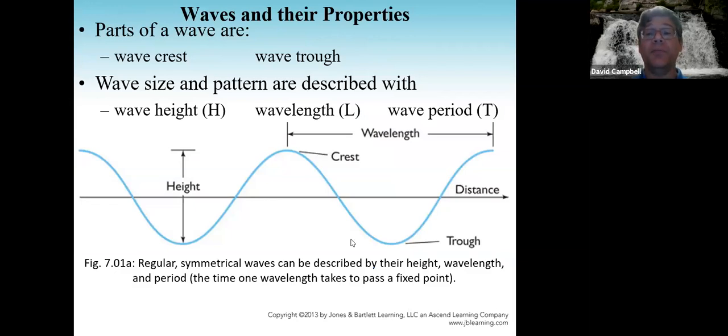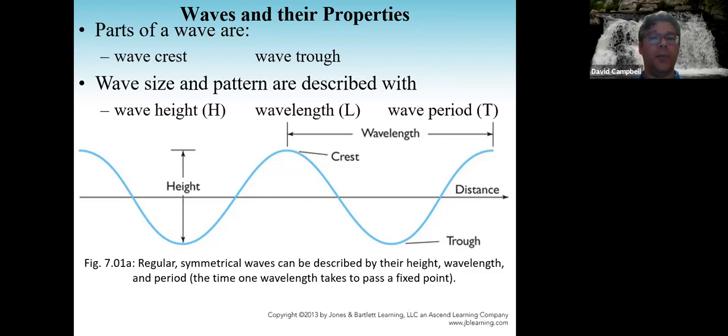To talk about waves, we need to have some terminology. The wave crest is the top part of a wave. The wave trough is the bottom part. And given those, we can measure a wave height from the crest to the trough, up and down. Wave length from one crest to the next, or one trough to the next. Wave period is the amount of time that it takes for a full wave from one crest to the next, or one trough to the next, to go past.